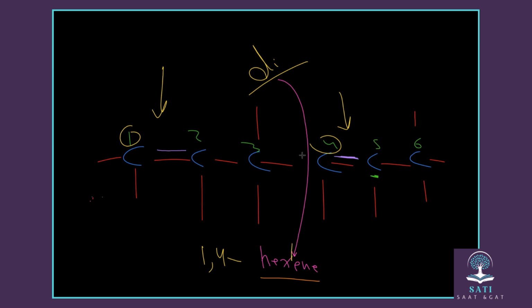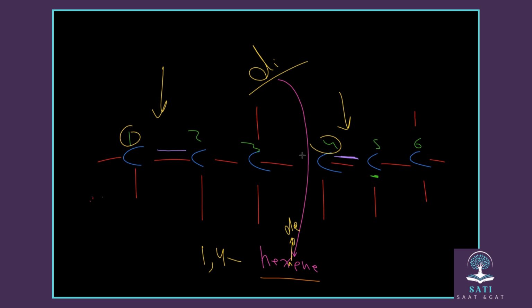Then you add here what? You add di. Hexa, and you add A here. So that means it's going to be 1,4-hexadiene. Diene means 2-ene. That means 2 double bonds, 2 pairs of bonds. And I hope that is clear. So now we understand how to name alkenes.